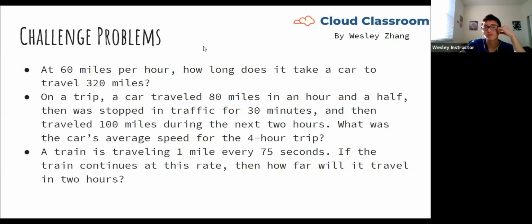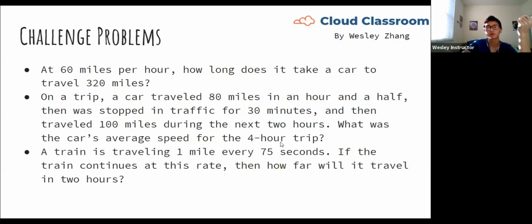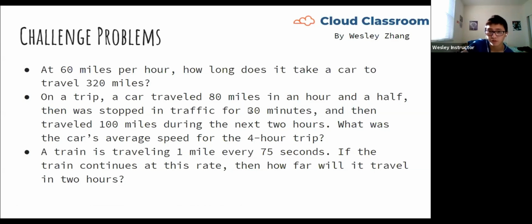All right, on a trip, a car traveled 80 miles in 1 hour and a half, then was stopped in traffic for 30 minutes, and then traveled 100 miles during the next 2 hours. What was the car's average speed for the 4-hour trip? So we already know the time, it's 4 hours. All we gotta find out is how many miles he traveled in that 4 hours. So he traveled 80 miles here. He stopped for 30 minutes, that's 0 miles. And then he traveled 100 more miles. So 100 plus 80, he traveled 180 miles in 4 hours. Just divide that, and then you get 45 miles per hour. So that was his average speed.